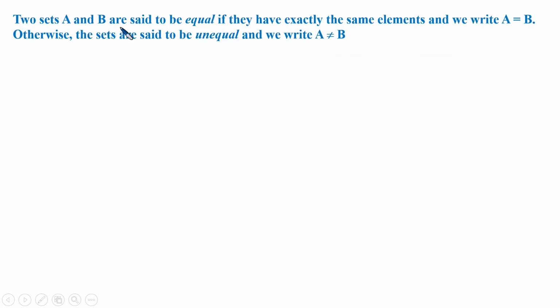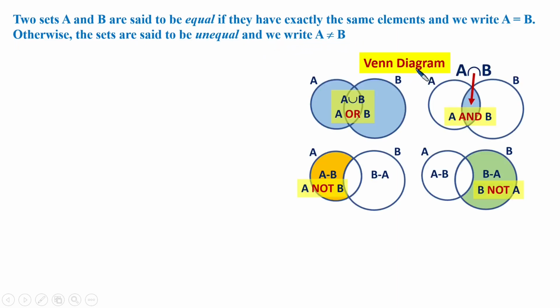Now two sets A and B are said to be equal if they have exactly the same elements, and we write A equal to B. Otherwise the sets are said to be unequal, and we write A is not equal to B. Now let us recapitulate what we have said in earlier slides. These are called Venn diagrams. I represent set A as this circle here, with the elements in this shaded blue, and this is set B and its elements are again this shaded region.